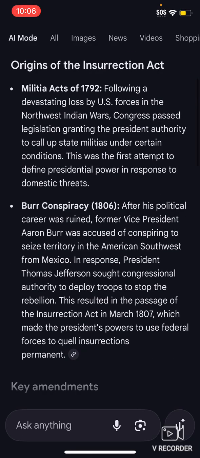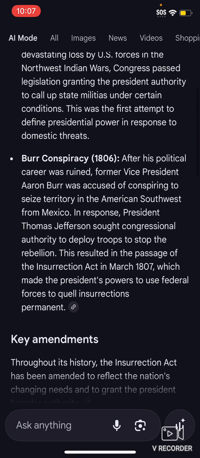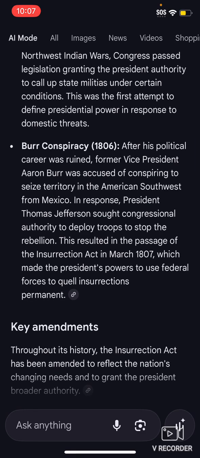It says Burr Conspiracy, 1806. It says after his political career was ruined, former Vice President Aaron Burr was accused of conspiring to seize territory in the American Southwest from Mexico. In response, President Thomas Jefferson sought congressional authority to deploy troops to stop the rebellion. It says this resulted in the passage of the Insurrection Act of March 1807, which made the president's power to use federal forces to quell insurrection permanent.